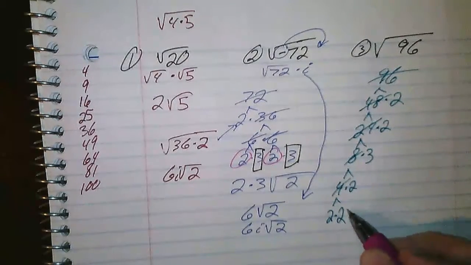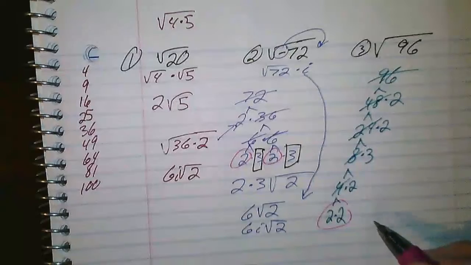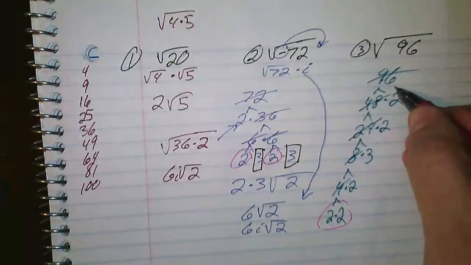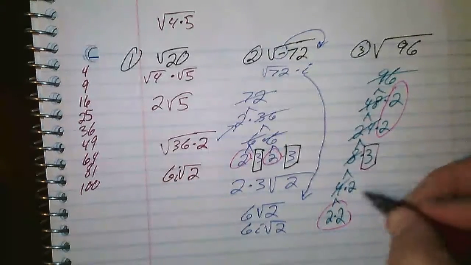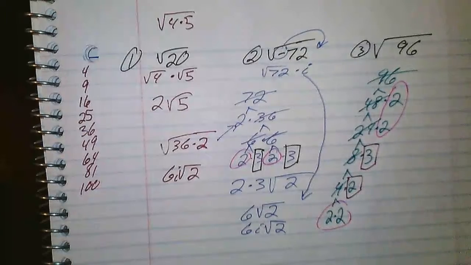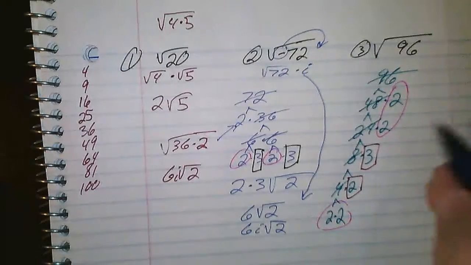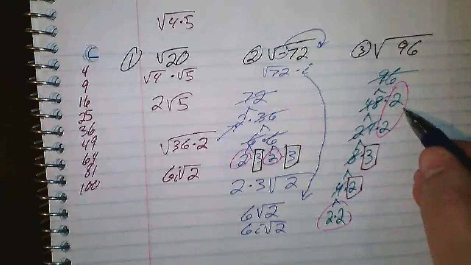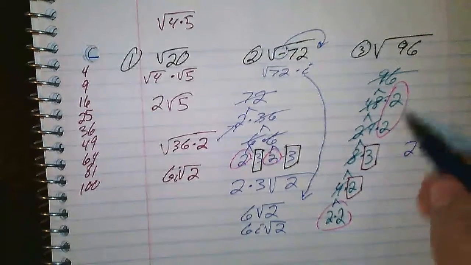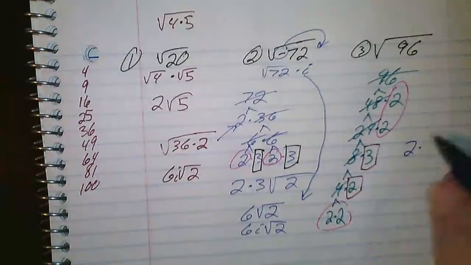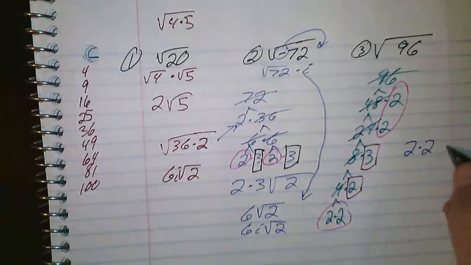So let's look at our pairs. There's a pair of 2's. Here's another pair of 2's. And then it looks like a lonely 3 and a lonely 2. So we have a pair of 2's, pull out one of them, put it on the outside of the radical. Here's another pair of 2's. Pull out one of those, put it on the outside.